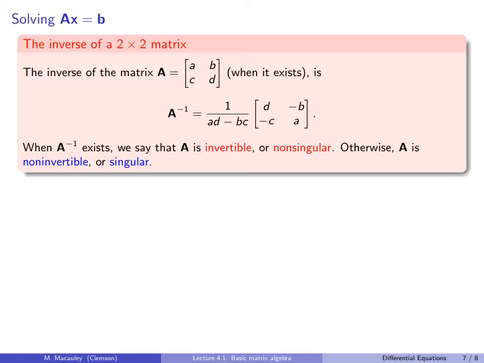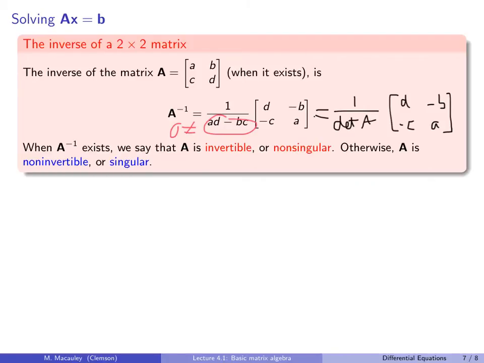To summarize, the inverse of a 2 by 2 matrix, let's call it A, B, C, D, when it exists, is 1 over the determinant of A times this matrix right here. And notice this exists precisely when the determinant is non-zero. When A inverse exists, we say A is invertible or non-singular. I prefer to use the word invertible. I think it's weird to have a positive thing, the inverse existing, having an adjective with a non in front of it. Otherwise, A is non-invertible or singular.